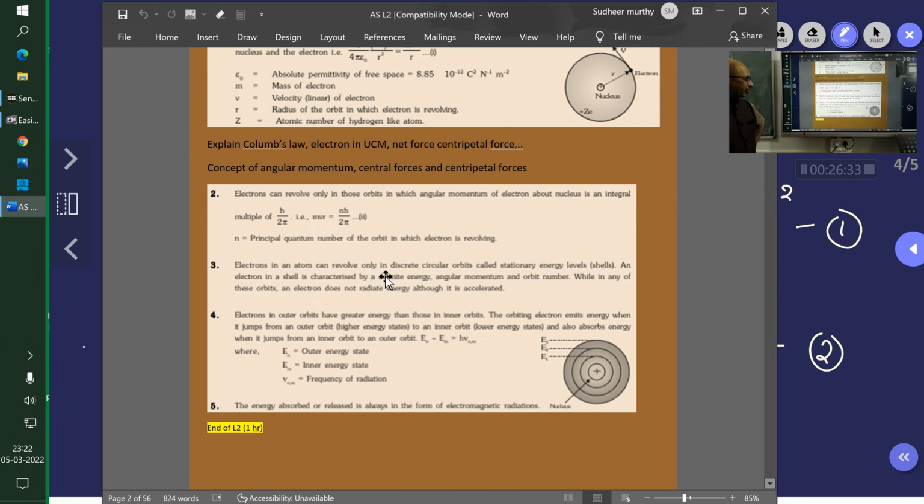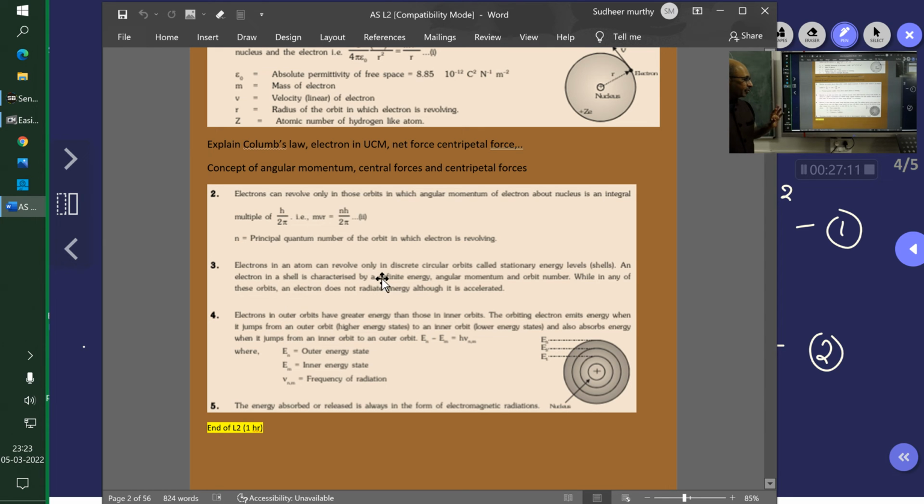Electrons in an atom can revolve only in discrete orbits called stationary energy levels or shells. You can see here that around this nucleus the circles are drawn, and we have written E1, E2, E3, En. These are the orbits, showing the path in which the electron is moving, and they also represent the energies of the electrons, the total energy.